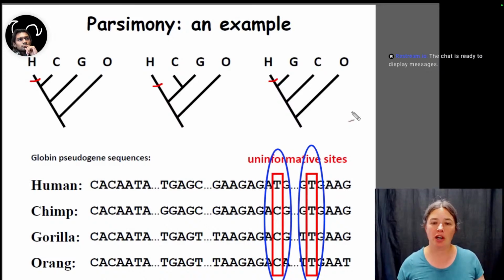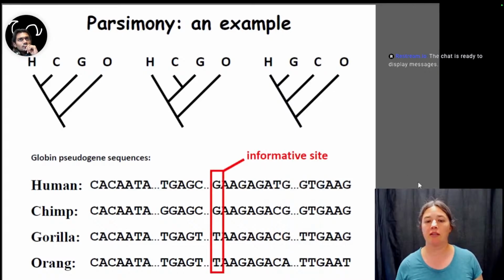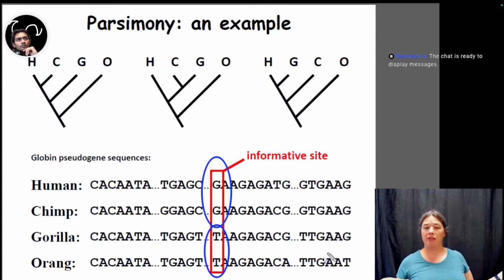So what we need are shared derived traits. So what does a shared derived trait look like? It looks like this. Here's a trait that is a shared derived trait. In this scenario, humans and chimps share the G, which is derived because the ancestral trait is the T. So gorillas have a T with the orangutans, and the humans and chimps have a G.